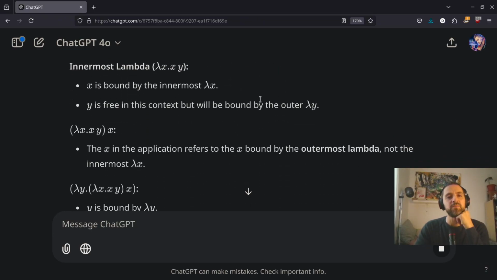Right, that's also clear. So we have the head here, lambda x, and inside we have the application of the x to this argument. Identify free and bound variables. Innermost lambda x dot xy. Well, y is free in this scope. X is bound by the innermost lambda x. Y is free in this context, but will be bound by the outer lambda y. But it's just funny, like when this says that, does this mean when we apply something to the outer y, we substitute this y as well?